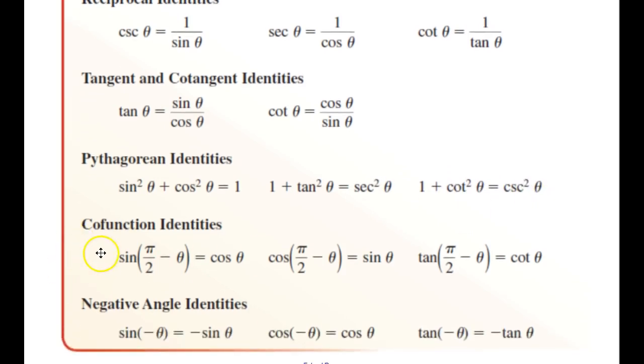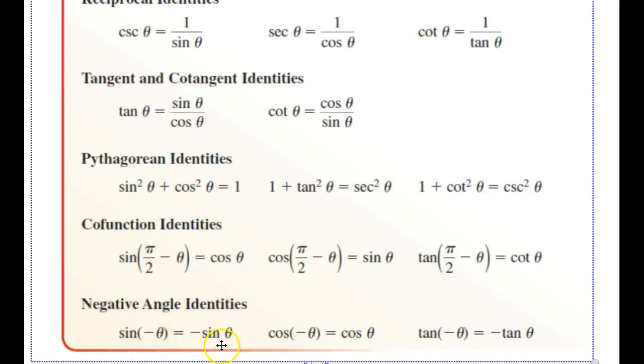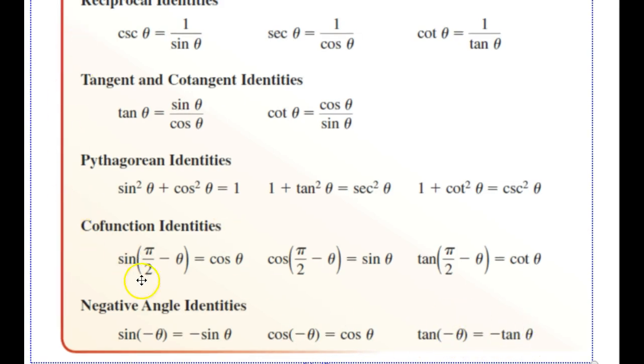Cofunction identities, these we use sometimes. So knowing that if I have that horizontal shift, that horizontal translation for sine, I end up with cosine. And same thing here and same thing with tangent. Just knowing that if I have that shift, I get the other one. So then I also have my negative angle identities, where the sine of a negative angle equals the negative sine of that angle. Cosine of a negative theta equals just positive cosine of theta. And the tangent of negative theta equals negative tangent of theta. So these are the first group that we're going to really look at. So make sure that you copy all of these down in a way that you can use them.